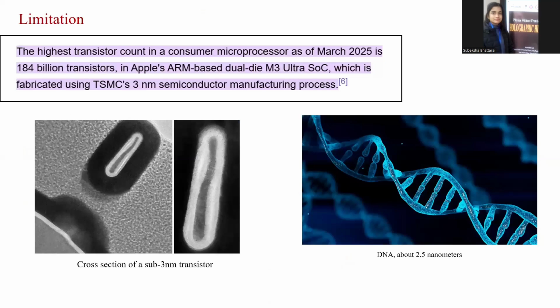Recently, companies have managed to make transistors as small as 3 nanometers. To give you an idea of how small that is, a single strand of DNA is just about 2.5 nanometers wide. So we are literally building technology that's nearly atomic in scale.